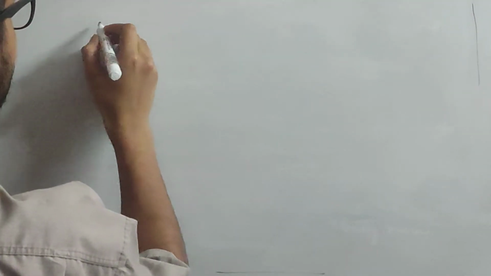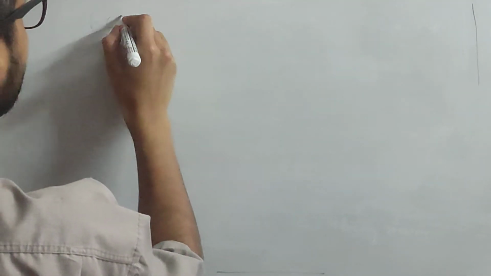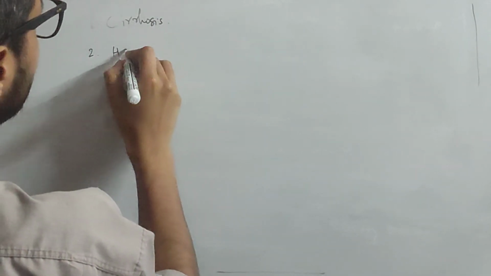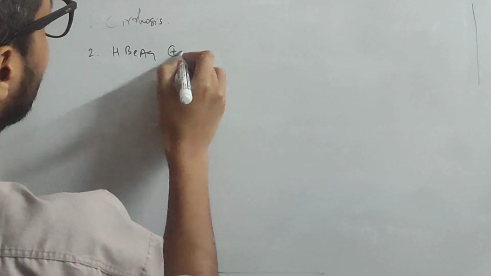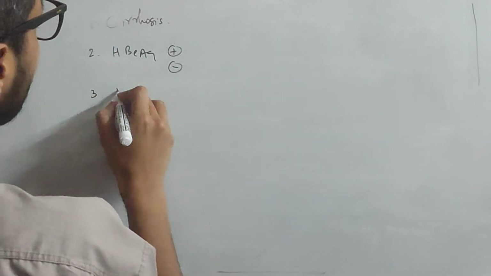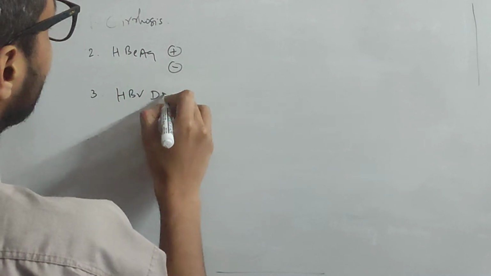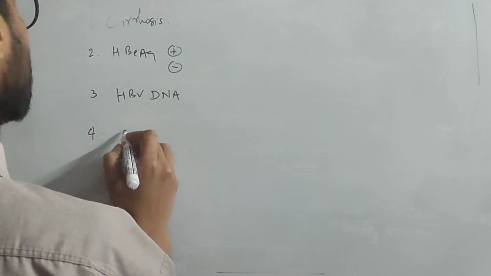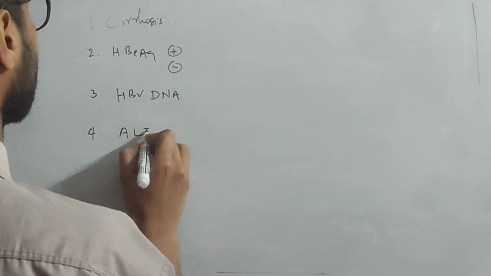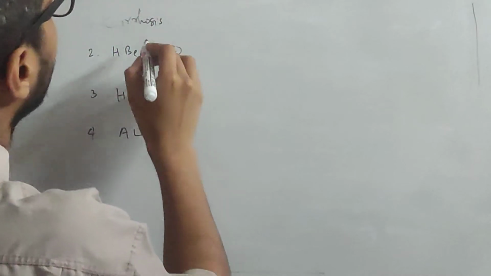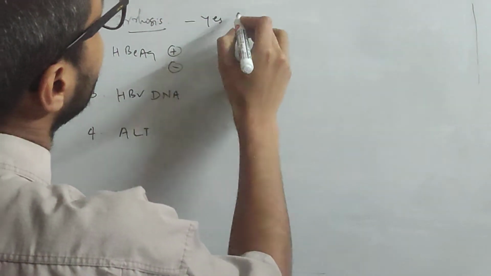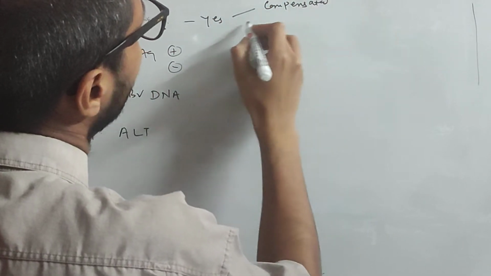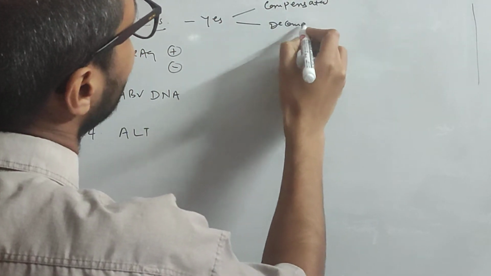So first, whether patient has cirrhosis or not. Second, HBe antigen positive or negative. Third, HBV DNA load. And fourth, ALT level. Okay. So if it is cirrhosis, then what is the status of the patient? Whether it is compensated or decompensated, you also have to look for that.